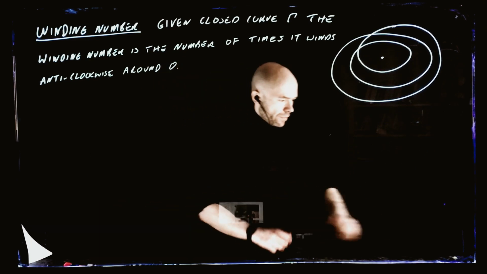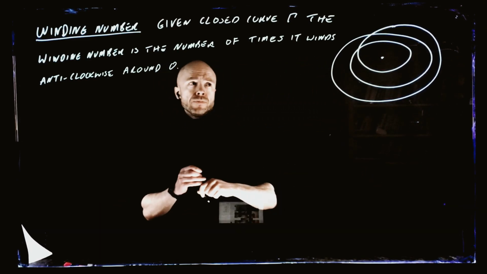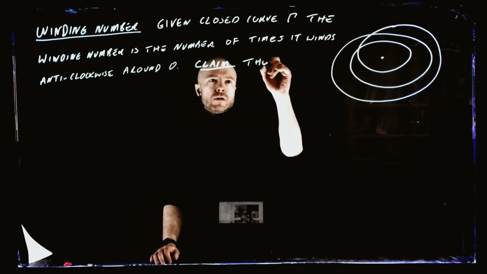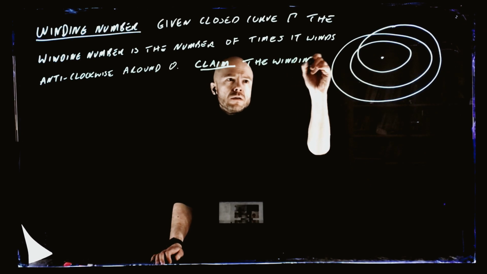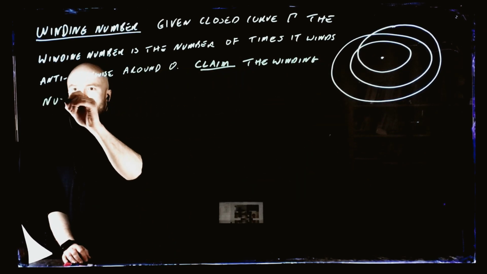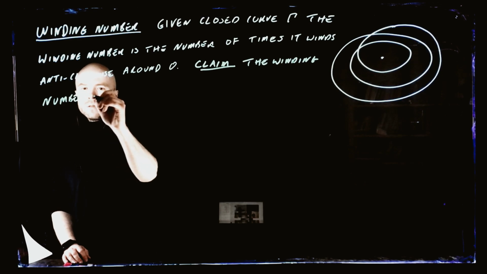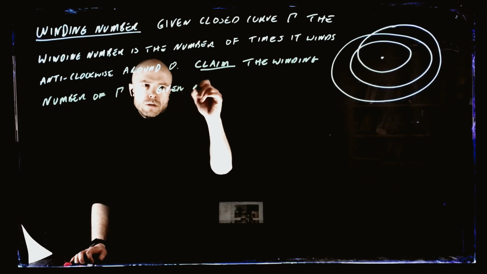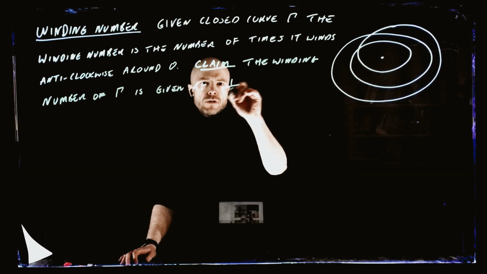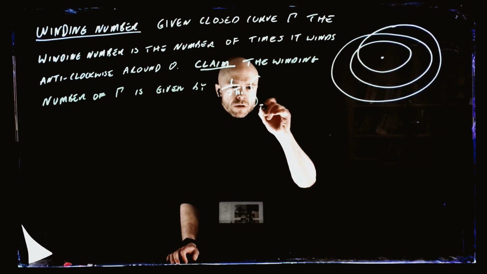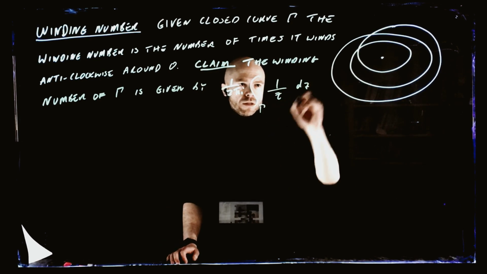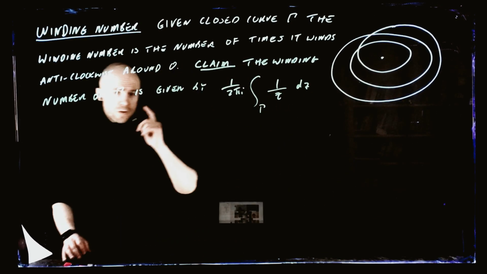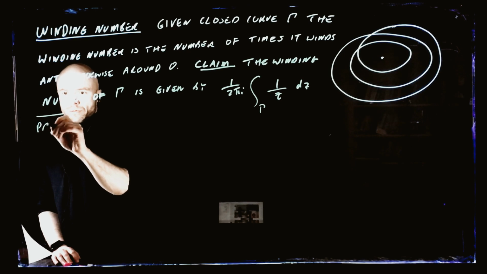So I claim the winding number of gamma is given by this: 1 over 2 pi i, the integral around gamma of 1 over z dz. Okay, so we're going to show this claim, and the first thing to notice is the following. So proof.